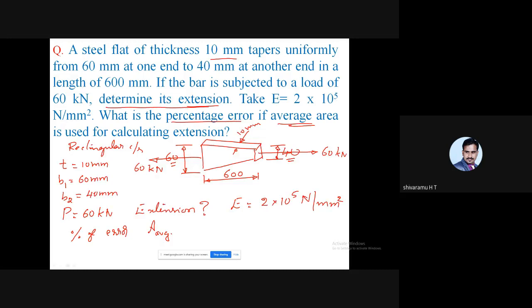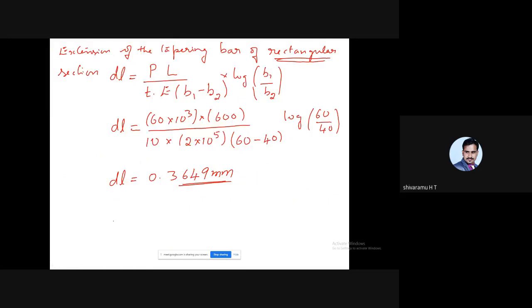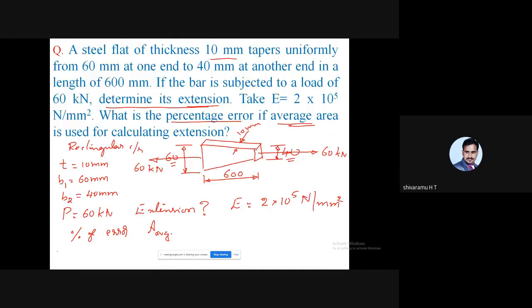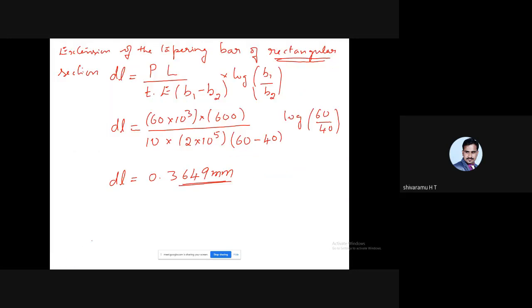So the extension we got is 0.3649 millimeter, and the other condition given is: what is the percentage error if the average area is used for calculating the extension. Instead of taking the actual area, if you take the average area, what will be the percentage of error? That we need to find out.